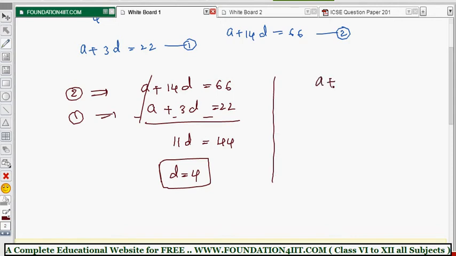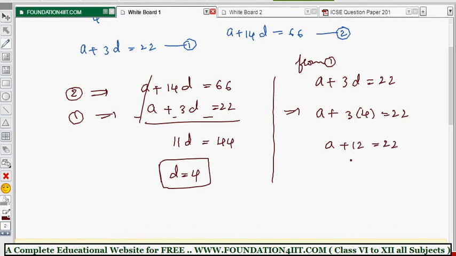So we know A plus 3D is equal to 22 from equation 1, and we need to find A. 3 into D, which is 4, gives 12. So A plus 12 is equal to 22. Then A is equal to 22 minus 12, which is 10. So the A value is 10 and the common difference is 4. The first term is 10 and the common difference is 4.